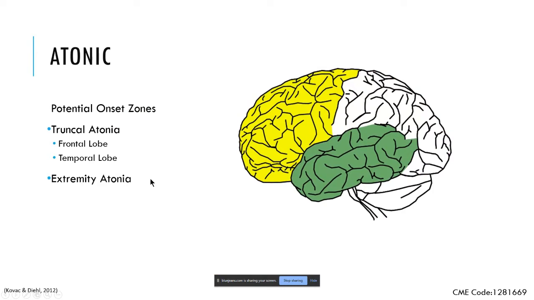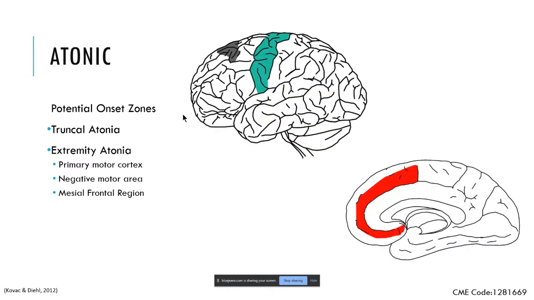In the instance of focal atonia, such as that impacts the trunk, it has been shown that frontal and temporal lobes are more implicated than other structures. But then in the instance of extremity atonia, it could be originating from the primary motor cortex or the mesial frontal region, or the area anterior to the supplementary motor area called the negative motor area. Activation of the negative motor area leads to suppression of activity, typically occurring contralaterally, meaning that if the right side is atonic, then it will likely be coming from the left side of the aforementioned area.